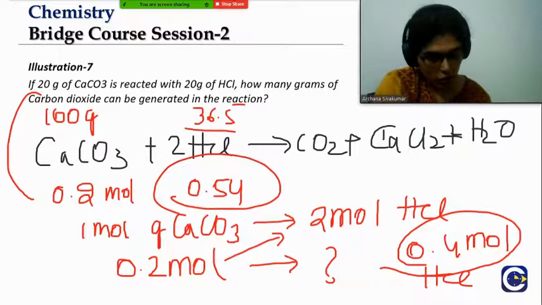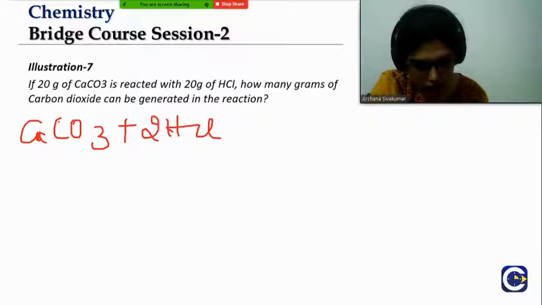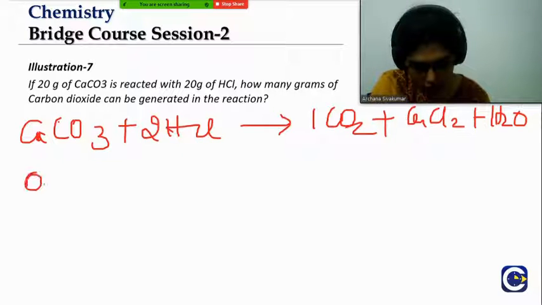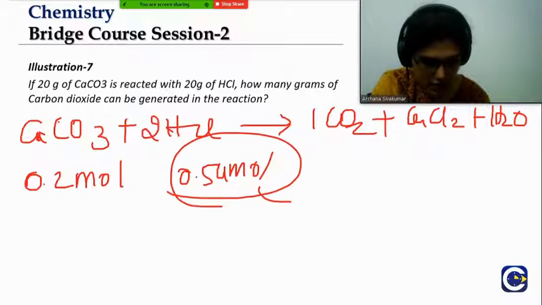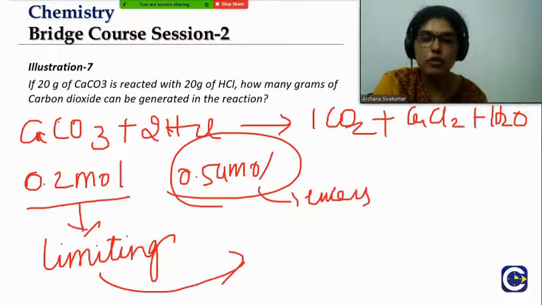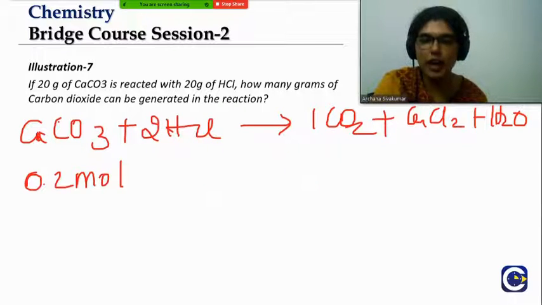Calcium carbonate. So the reaction is calcium carbonate reacting with 2 HCl to give rise to 1 carbon dioxide, calcium chloride and water. We found that it is 0.2 mole here and 0.54 mole is present, but this functions as the excess reagent and this functions as the limiting reagent. Because this is limiting, I will use this to form the product. Am I right? So I have to forget about the excess reagent when I am calculating the mass.